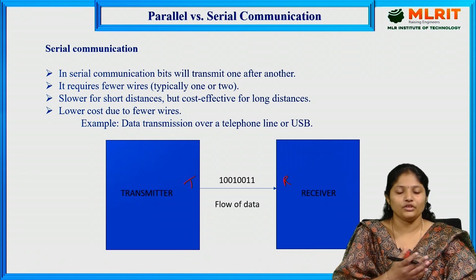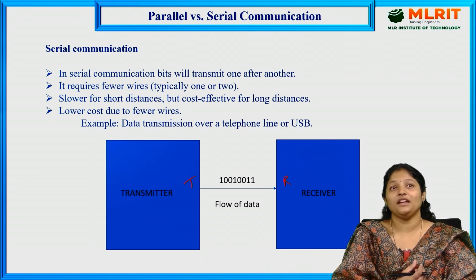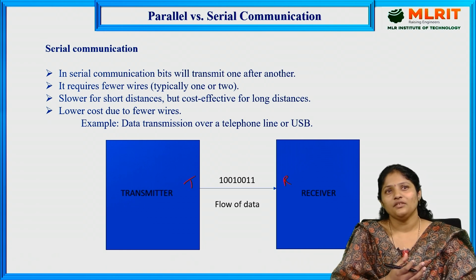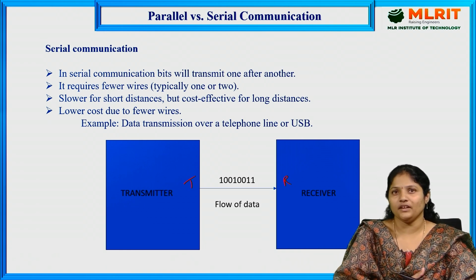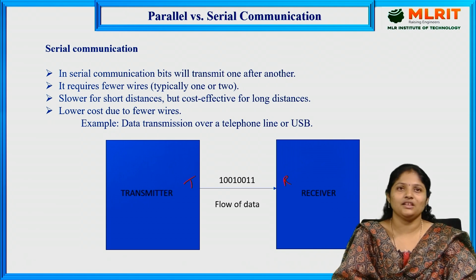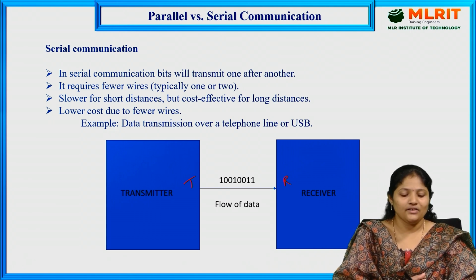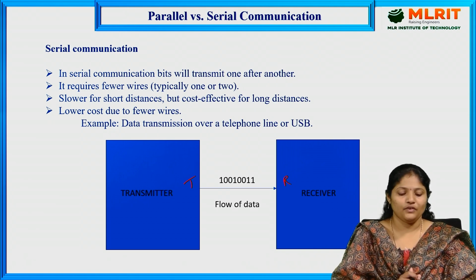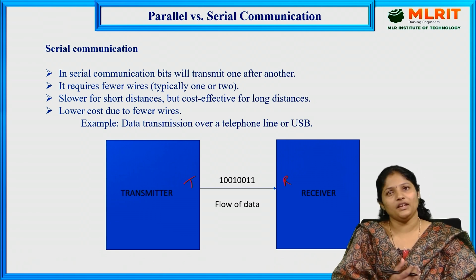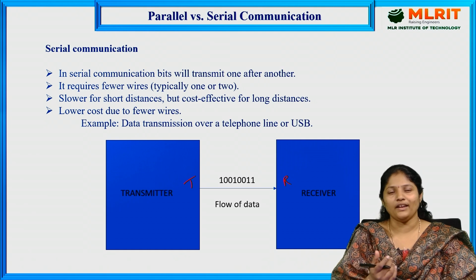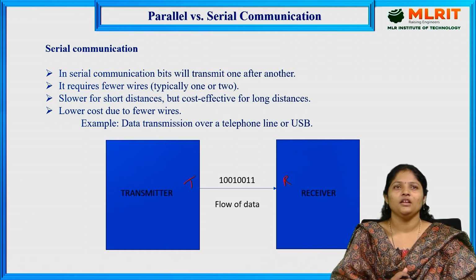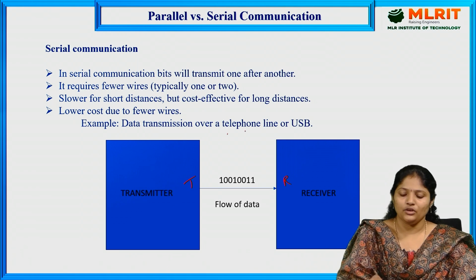So for sure, if you want to transmit the data fast, then you can prefer parallel communication. If you want to transmit the data cost effectively and over long distances, we will most probably select serial communication for this process, and it requires fewer wires. One example is data transmission over a telephone line. Here only one wire will be there. Data will be transmitted over serial communication in a telephone, and while using USB also.